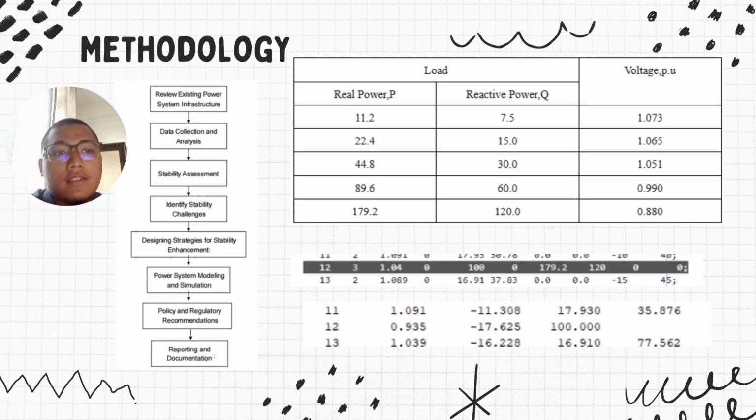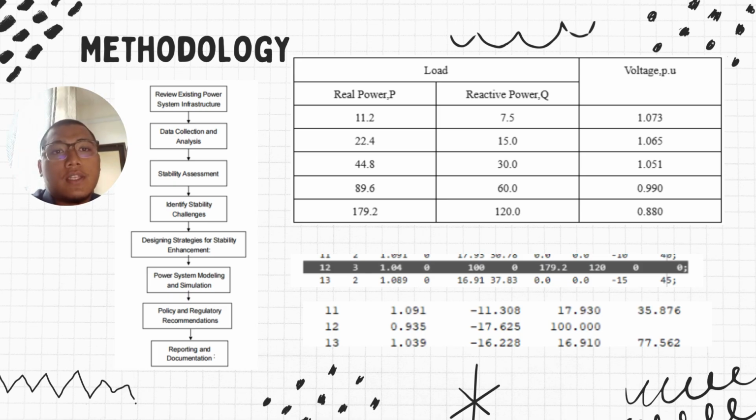So we can see in the table for the load, the real power and reactive power keep increasing by 100%: 11.2, 22.4, 44.8, 89.6, and the last one is 179.2, and the same goes for reactive power and the voltage in per unit. We can see the voltage per unit keeps decreasing until the last point, which is 0.880.